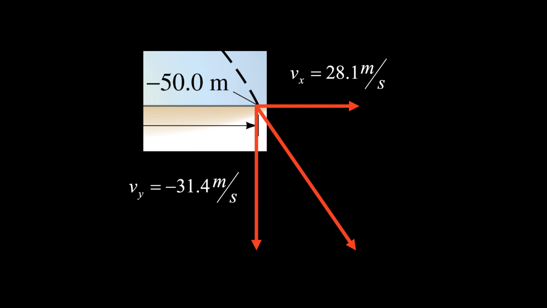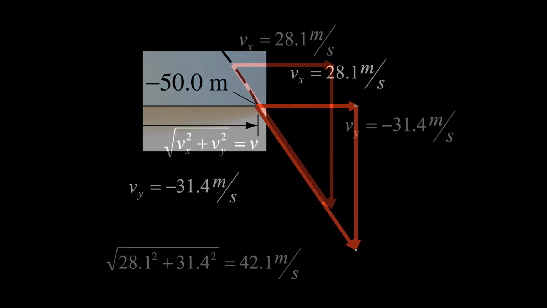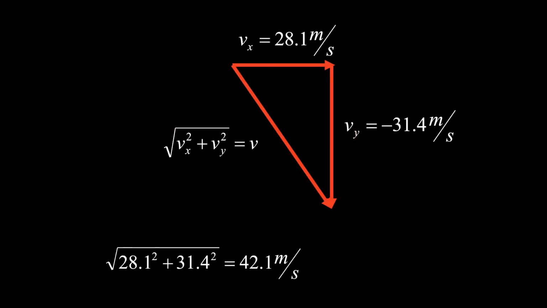Well, not necessarily trigonometry, but, well, yeah, because this is a right triangle. You say, well, Charlie, it doesn't look like a right triangle. Yeah, but it is. Because if I move that one velocity arrow over, it now forms a right triangle, and I can find the magnitude of the final velocity. It's a right triangle. 28.1, negative 31.4. I apply the Pythagorean theorem to it, so it's 28.1 squared plus 31.4 squared, square root, and I get 42.1 meters per second. Woo! I found the final velocity.